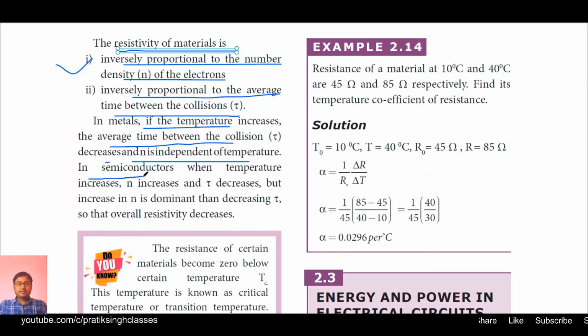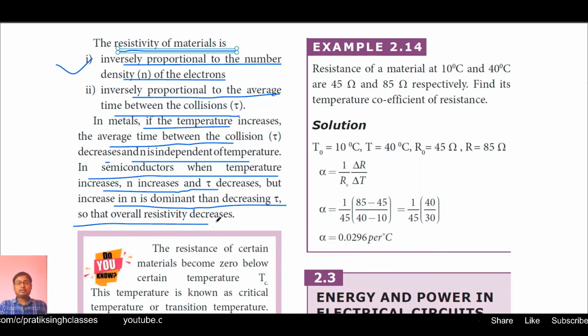In semiconductors, when temperature increases, n increases, that means electron density increases and the average time between collisions decreases, but the increase in electron density is dominant over the decrease in average time between collisions, and so the overall resistivity decreases in the case of semiconductors or thermistors. So keep in mind these things.